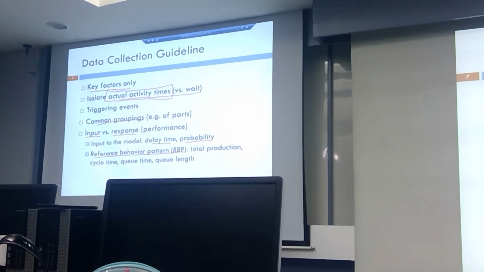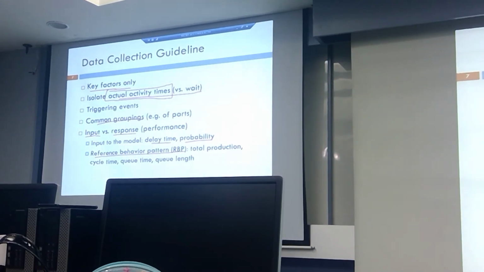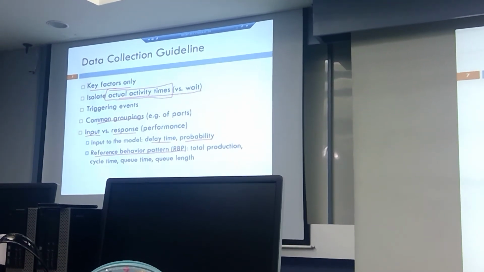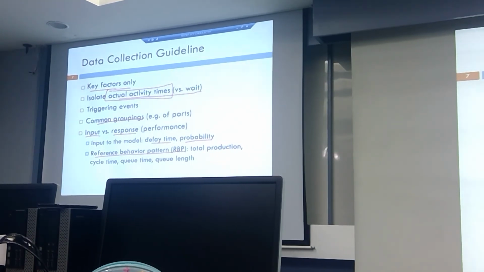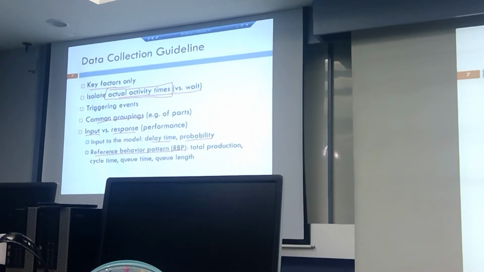How can you be sure that the model can replicate the reality? So what you do is you collect the performance of the system, showing the time, the queue, and so on. And then when you finish running the model, you check the report, seeing the time, the queue, and so on, so you can compare that back to the reference behavior pattern. If it's the same, then you can be sure that your model is correct, so that you can pass the model validation.